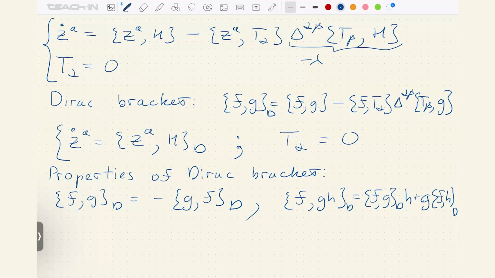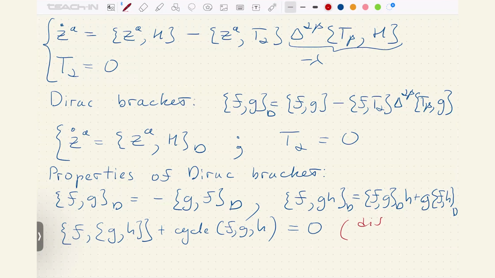And there is a third property, which in fact is much less trivial in this case. It's the Jacobi identity. So the Dirac bracket of f with the bracket of g and h, plus two more terms with cyclic permutations of f, g, h, equals zero. In fact, this property is difficult to prove. It's probably not obvious why, but in fact it is true. The proof I know uses some extra constructions and is not difficult. For the Poisson bracket, the Jacobi identity is obvious.